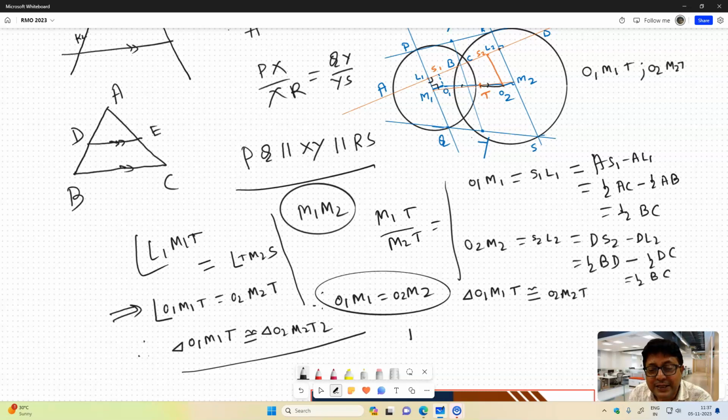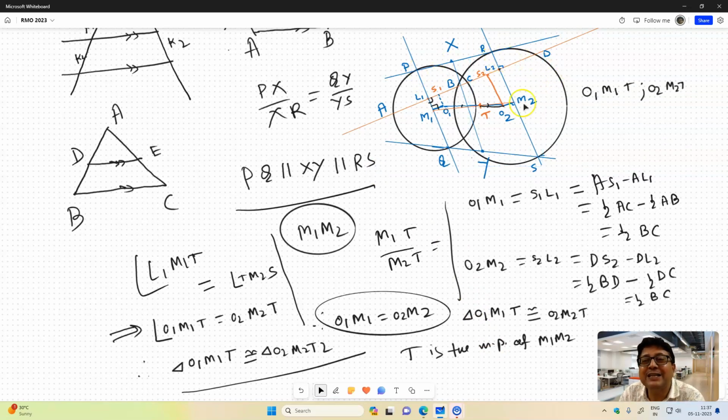Now if they are congruent, this is proof that T is the midpoint of M1M2. If X is the midpoint, then PX and XR will be the same. If T is the midpoint, M1T must equal M2T. Y is the midpoint, QY equals YS. So these three parallel lines intercept the same length from PR, from M1M2 and from QS. So T must lie on the line XY, then only it is possible. Now T is the midpoint of M1M2, and it implies T is the midpoint of O1O2, because TO1 equals TO2, proved simultaneously. T is the midpoint of O1O2 and of M1M2, and this T lies on XY. They are collinear. Okay?